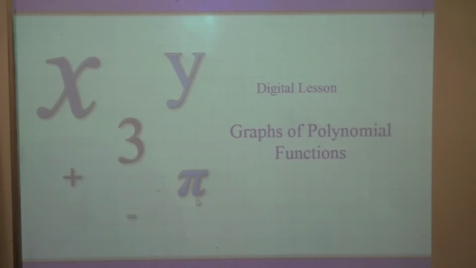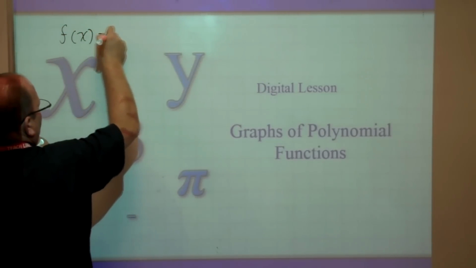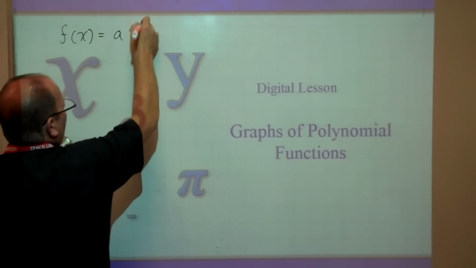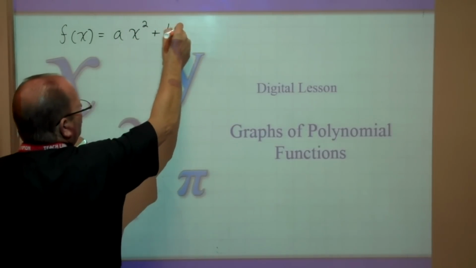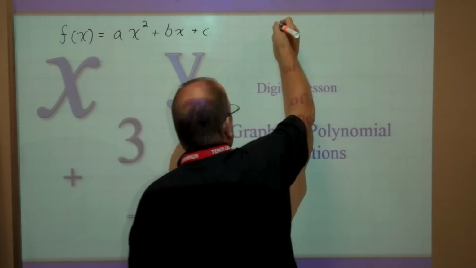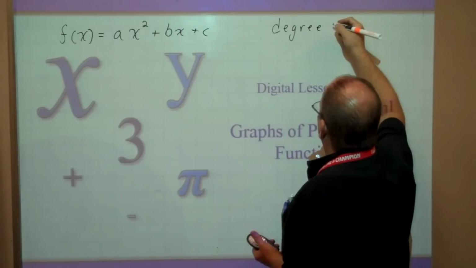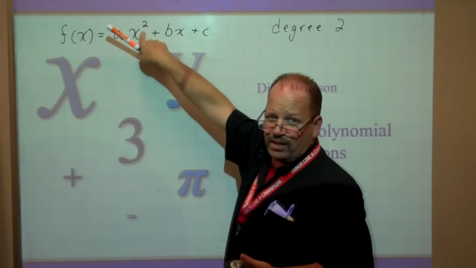Okay, welcome to lesson 2.3, graphs of polynomial functions. Today we're going to look at higher degree polynomial functions. We've been looking at the quadratic, which is the second degree, where f of x equals some a times x to the second power plus some bx plus c. That was a quadratic, and this has a degree of 2 because the highest power of x is 2.